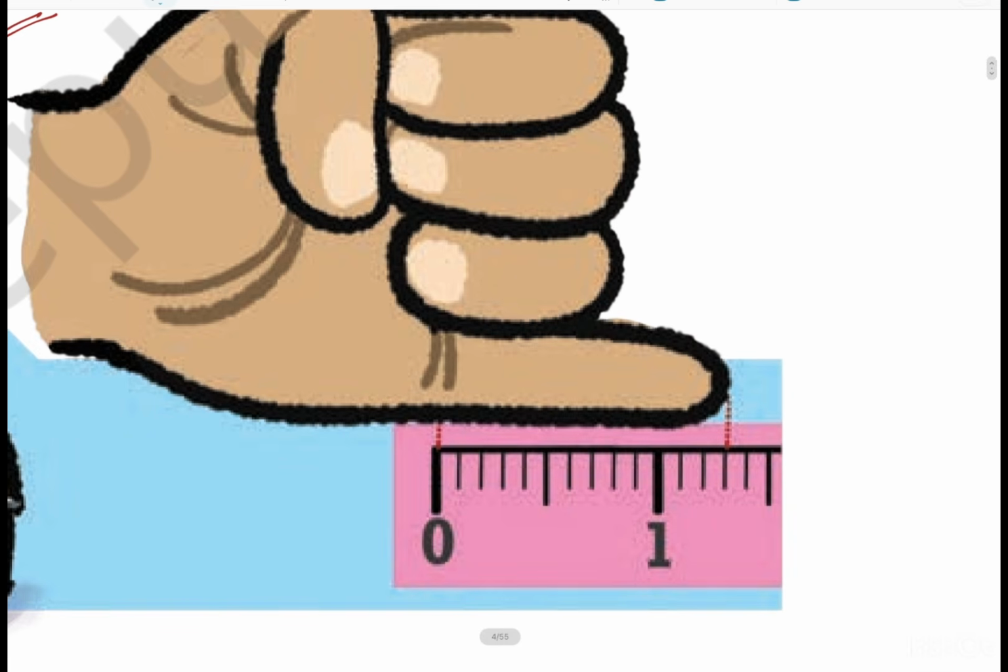Here the small finger is of length 1 unit and 3 by 10 units, that is 1 and 3 by 10 units. 1 unit means 10 by 10 plus 3 by 10, that is equal to 13 by 10, or we can write 1 3 by 10 units.